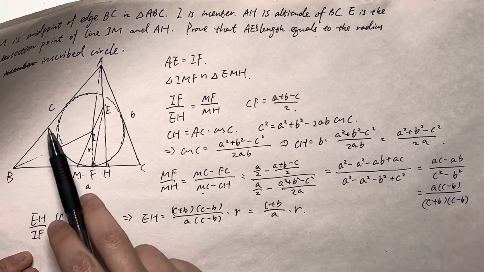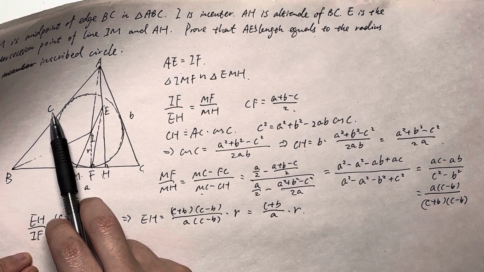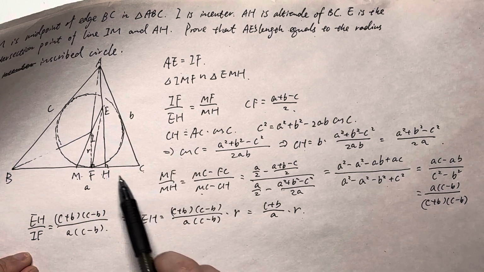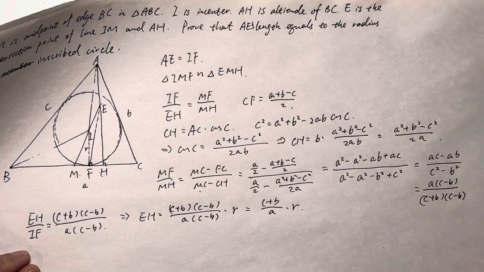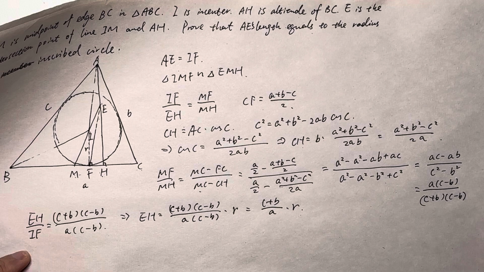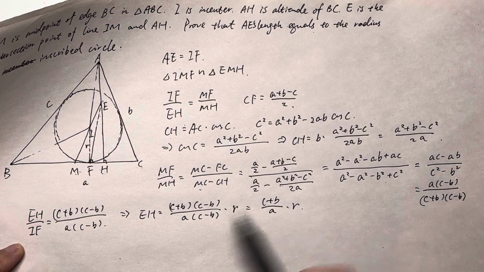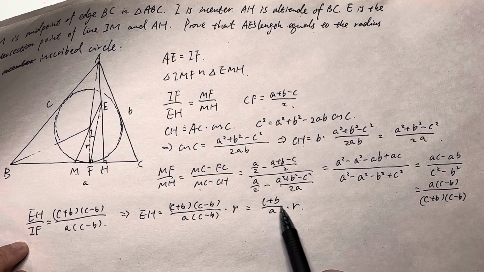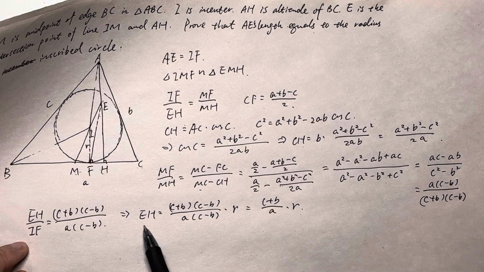This is in the case that the lengths of AB and AC are unequal, so c isn't equal to b. We can cancel c minus b. We will talk about that special case later. So EH to IF equals c plus b to a times r.